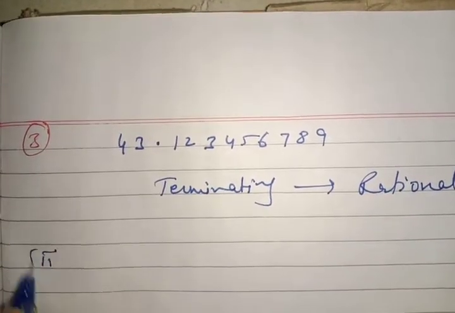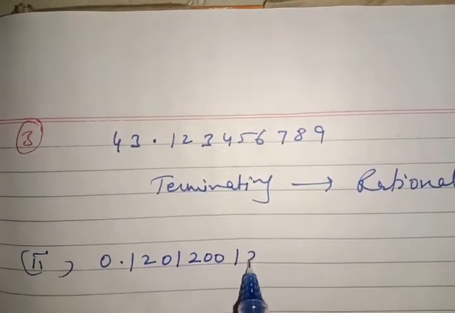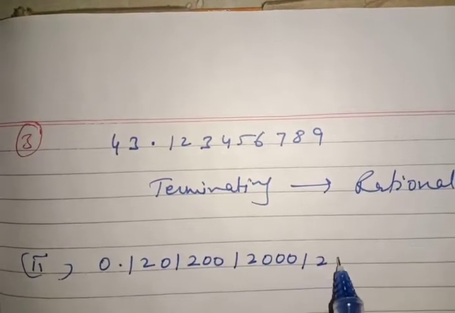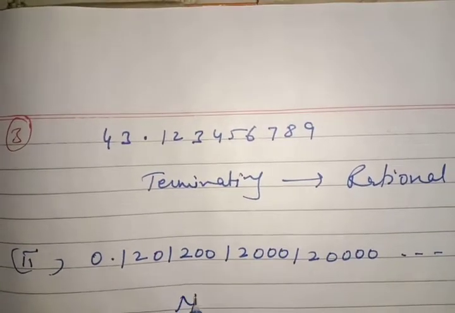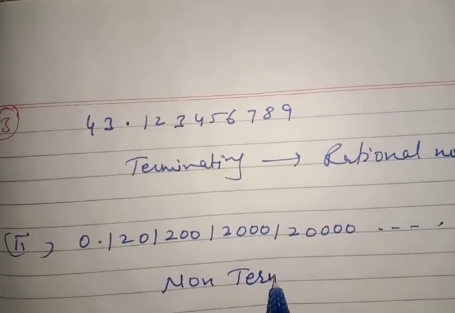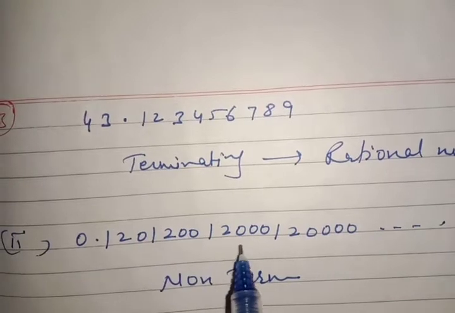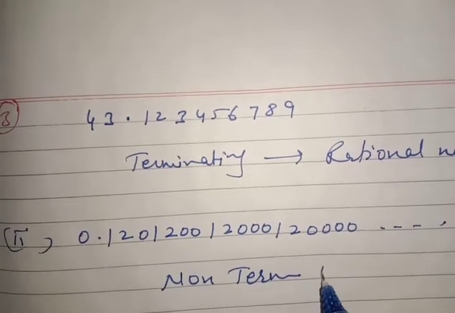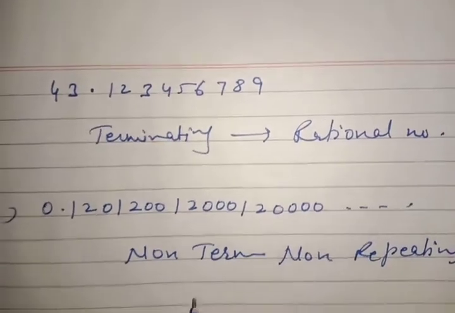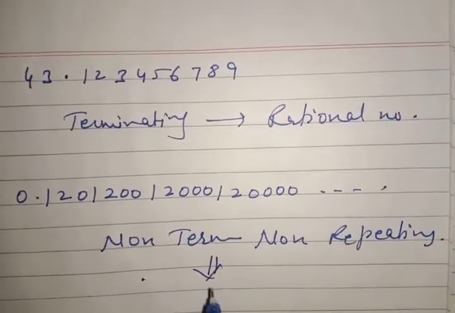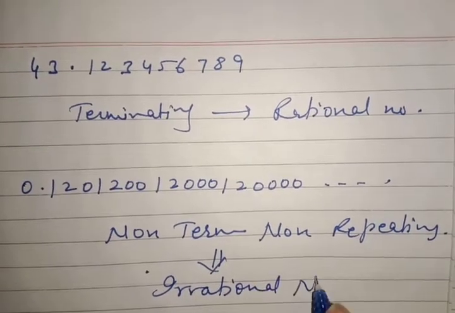Second part, 0.12012001240... what does it represent? Non-terminating. And you can see 120, then 1200, then 12000, which means non-repeating. Which numbers are non-terminating and non-repeating? Irrational numbers. You can learn the flow chart for this.